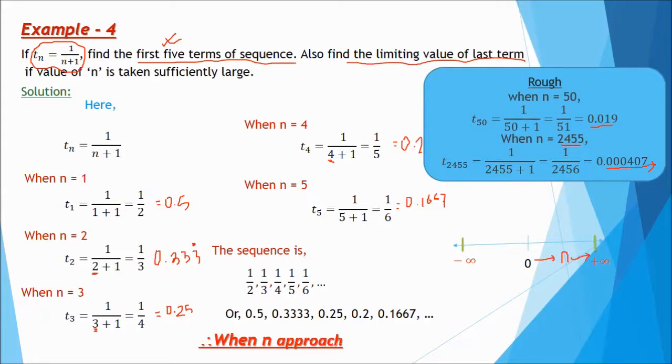When n approaches infinity, going towards the largest value, Tn, the last term, approaches 0. You will study this in class 10. So the limiting value of the last term when n is taken sufficiently large will be 0. Remember one thing, don't forget this concept: the last term won't be 0, it approaches towards 0. It will be nearer and nearer to 0, and that value is the limit.